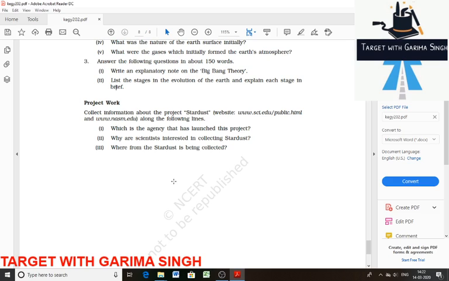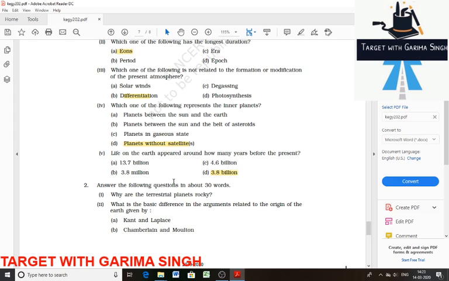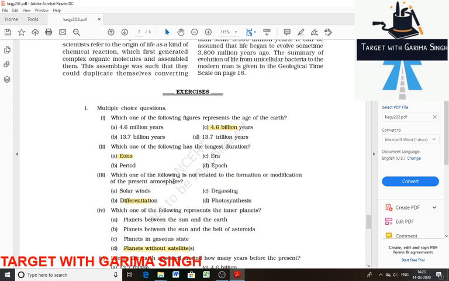Then the different hypotheses associated with the formation of Earth are the nebular hypothesis given by Laplace, then the collision hypothesis given by Sir James Jeans and Harold Jeffreys. Then the accretion hypothesis was given by Schmidt and Carl, and the Big Bang theory is given by Edwin Hubble. So in this chapter we discuss various hypotheses related to the formation of Earth.